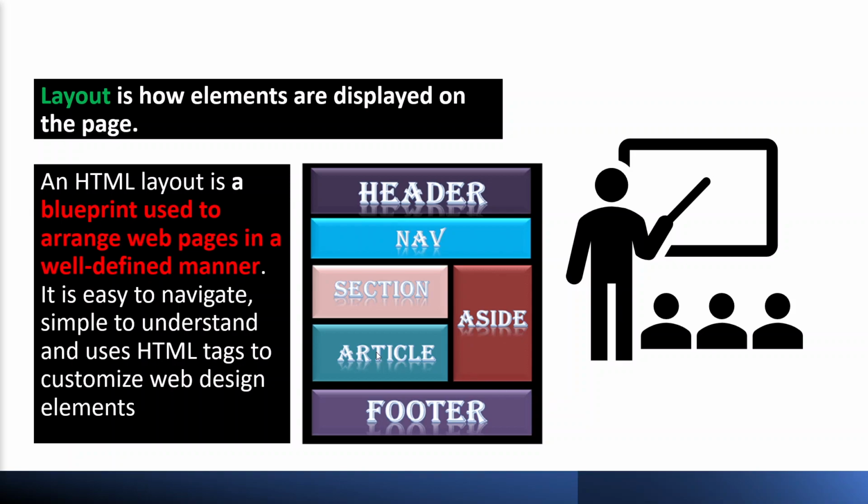The article defines independent, self-contained content. So you can put independent self-contained content in here. And then you have your aside, which defines content aside from the actual content, like a sidebar or something like that. So that's your aside. And then you have your footer, which defines the footer for a document or a section, right?